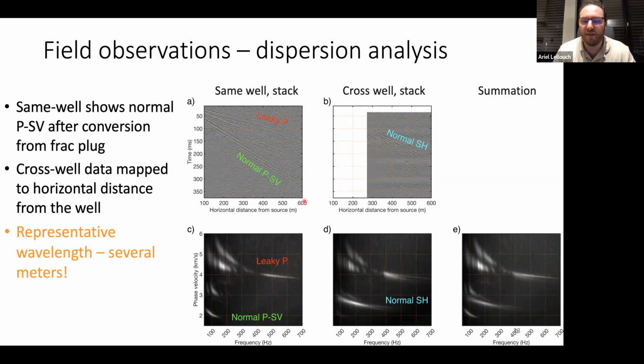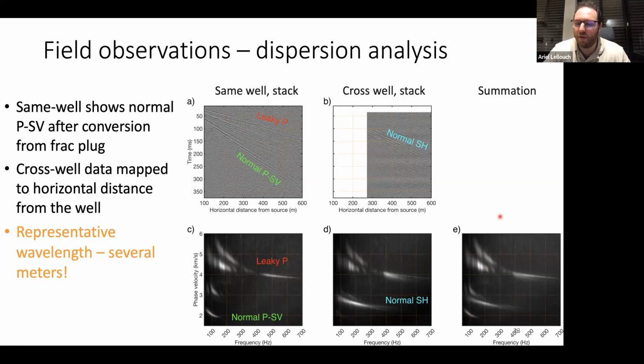One way that we like to look at this data is in the frequency-phase velocity domain. If you've looked at dispersion curves of surface waves, for example, that's something you're probably quite familiar with. So for the same well, we see mostly the leaky P waves with this higher mode probably, and a weak PSV phase that we could see sometimes. Cross well, we see the leaky wave exactly in the same location in the spectrum, and the normal SH. If I just take the sum of these two images, which means nothing from a physical point of view, but it's nice to visualize, we can see the full behavior of guided waves.